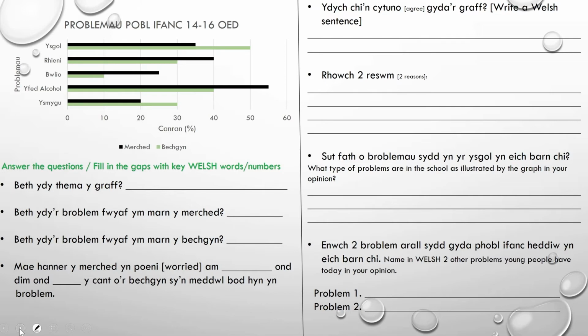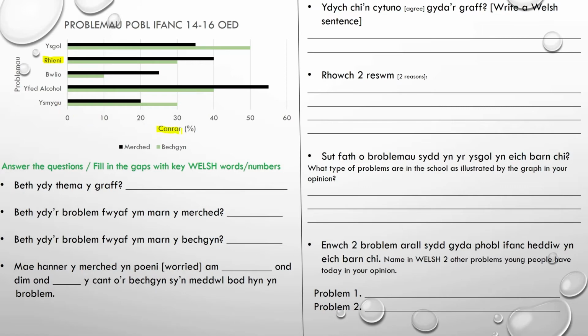Problemau Pobl Ifanc 14 i 16 oed. So let's look at the problemau, what they are. Ysgol is one problem. Rhieni is another problem. Now rhieni, another name for mum or dad, parents. Third problem, bwlio. Next, yfed alcohol. And then you have ysmygu. So those are your categories of the problemau, problems.